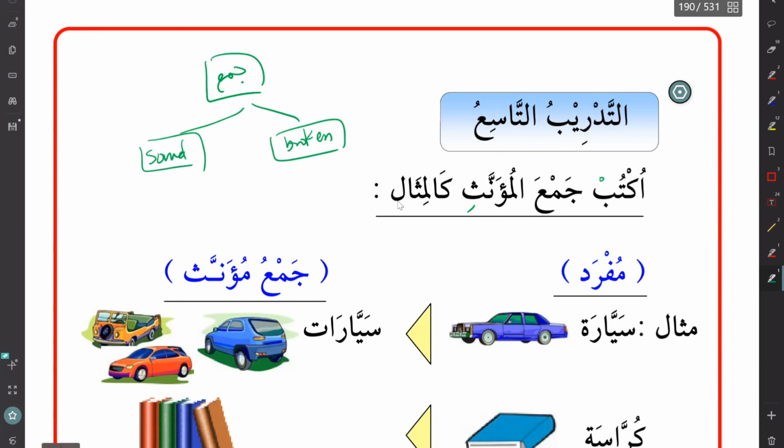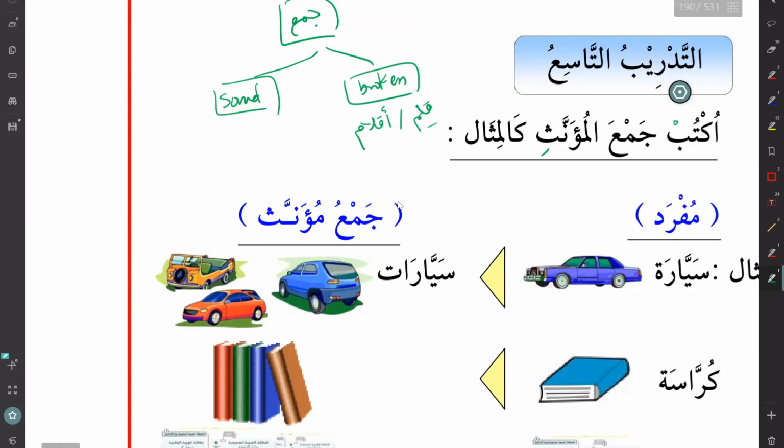The broken ones are when the plural is broken from the original word, right? We have qalamun, and the broken plural is aqlamun. As you can see, the original spelling is changed. And the sound plural, we have two types. One is for mudhakkar, masculine, and one is for feminine.